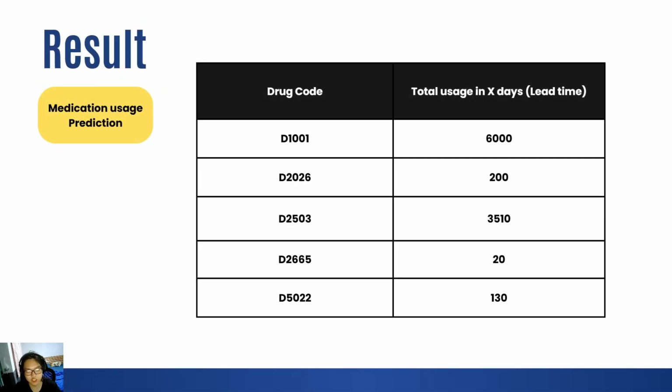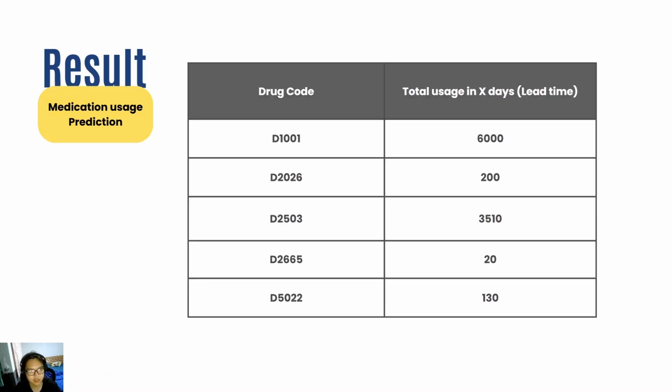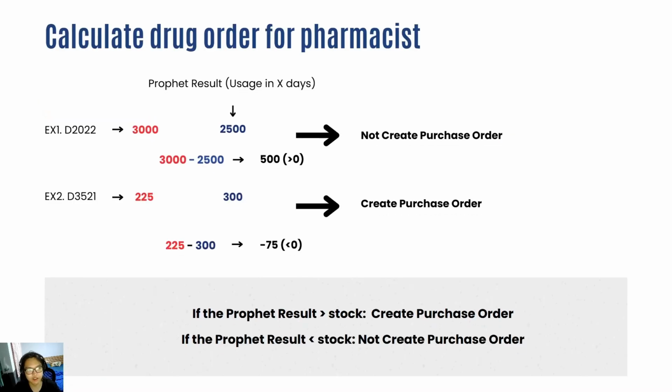So this table shows that each drug has total usage in X days that is called lead time. Lead time is the time that we need to wait after ordering the drug for it to arrive in the hospital. Next is how we calculate drug orders for the pharmacies.